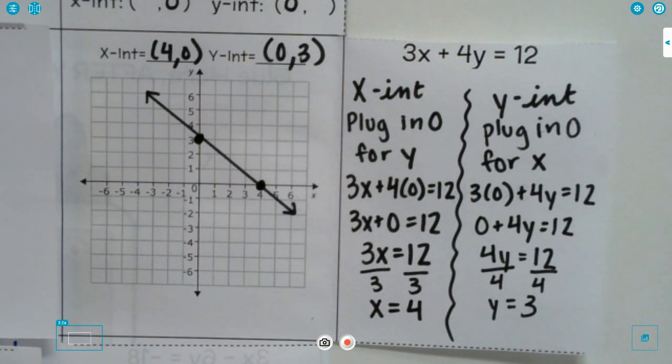Any questions right now before we do our last example? I'm going to make it easier for our last example.